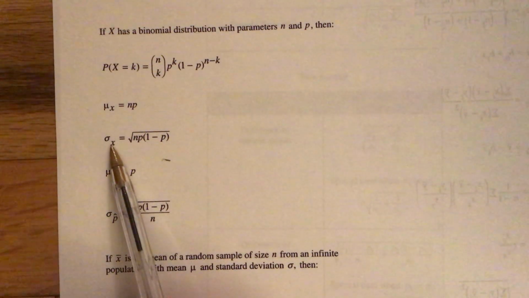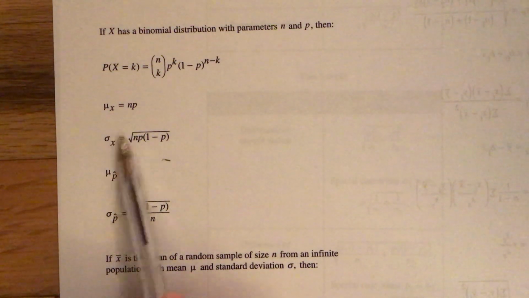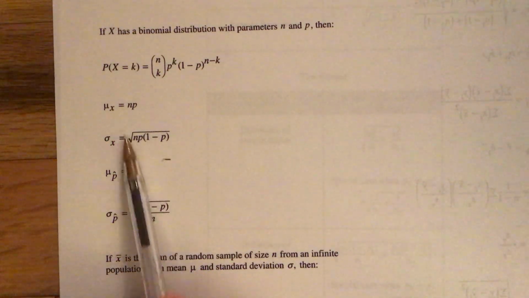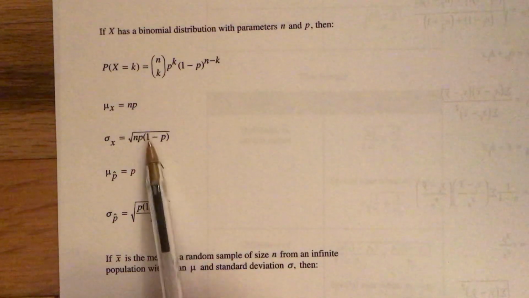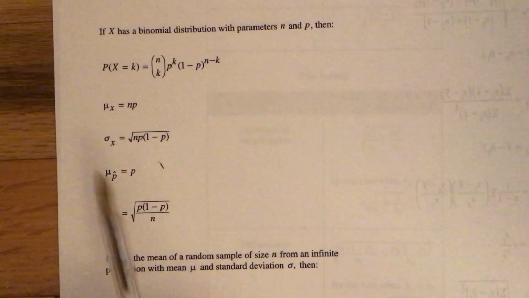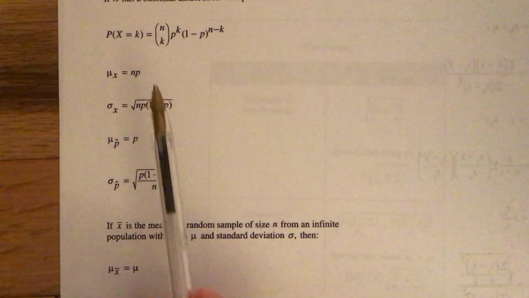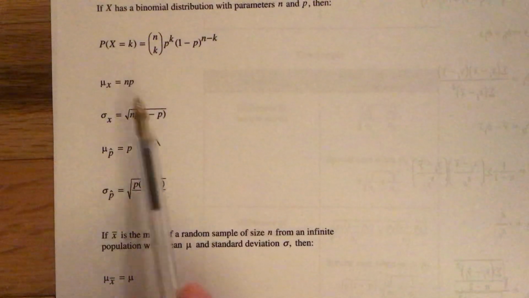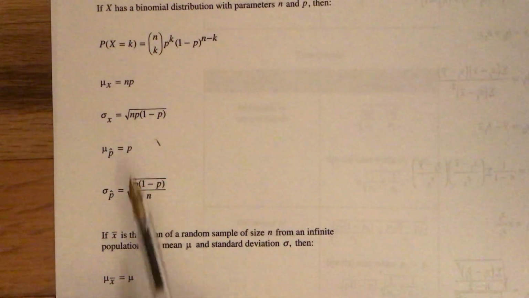The standard deviation of the binomial distribution, so how spread out is a binomial distribution, well, it's the square root of n times p times q. Remember, this is just 1 minus p is q. So I think they're just writing it that way to confuse you. So these are all the binomial distribution: how it's created, and then its mean and standard deviation.